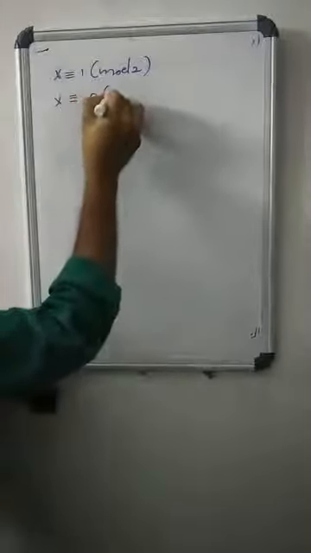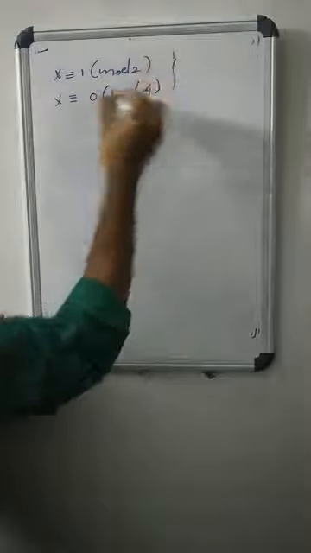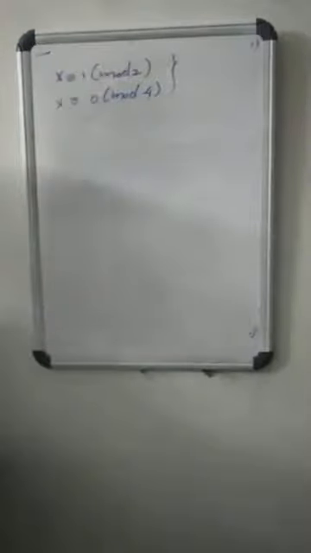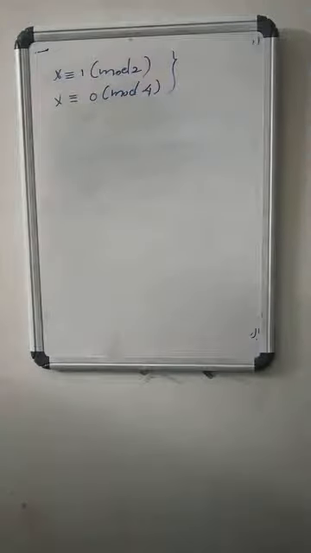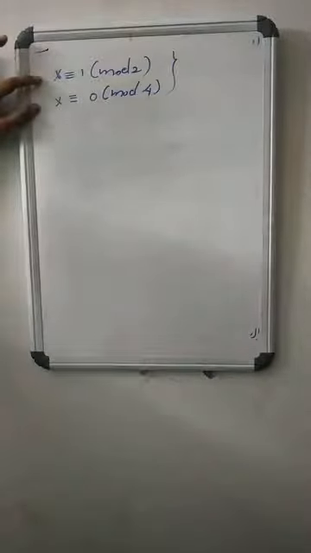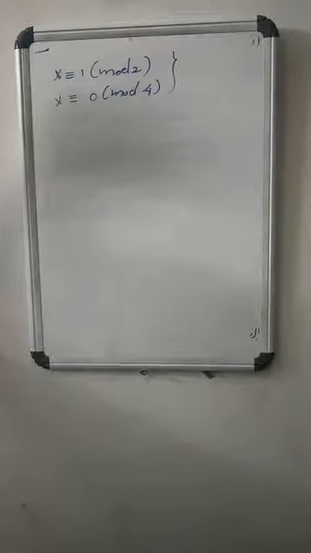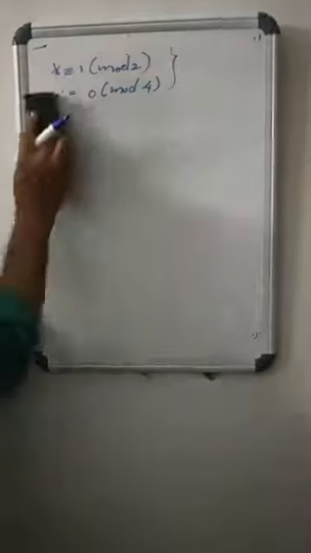Also, x congruent to 0 mod 4 has a solution. But if you combine these two congruence relations, there is no x satisfying both simultaneously. So even though each independent congruence relation has a solution, a system of congruence relations need not have a solution satisfied simultaneously. In light of this argument, we consider another important theorem.